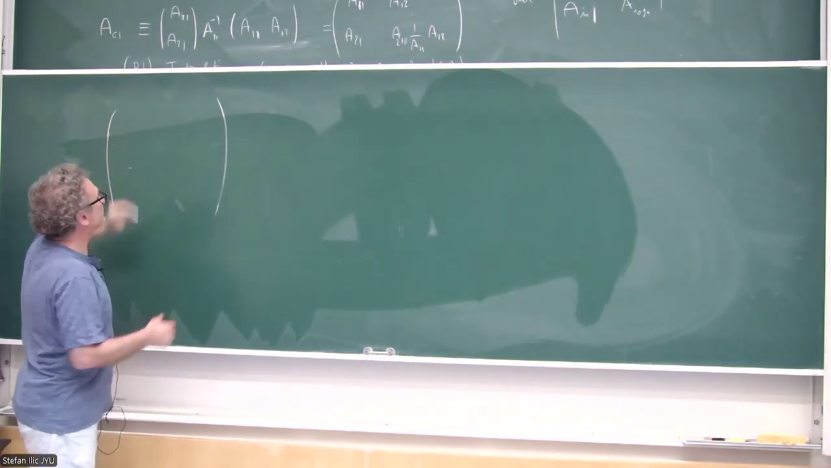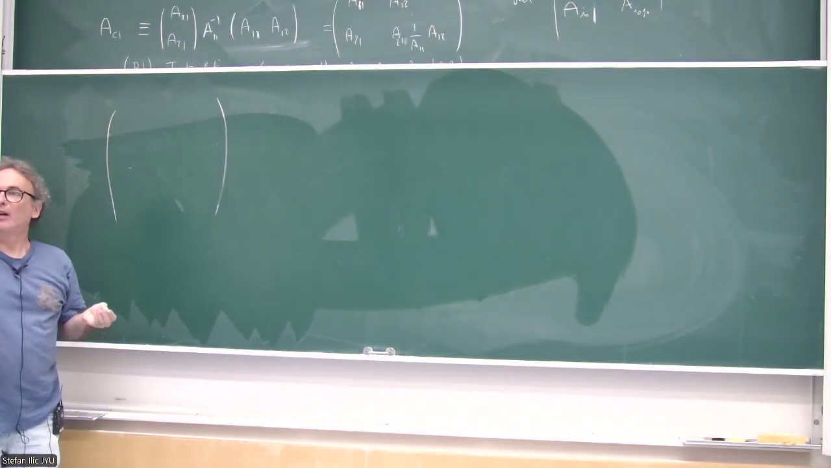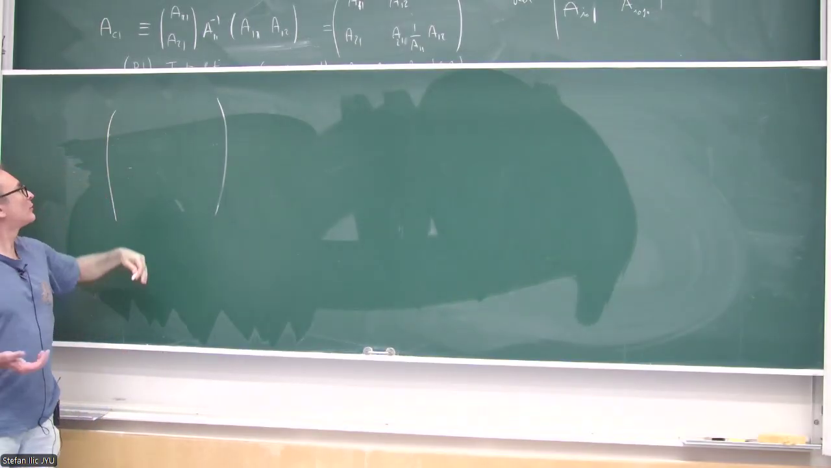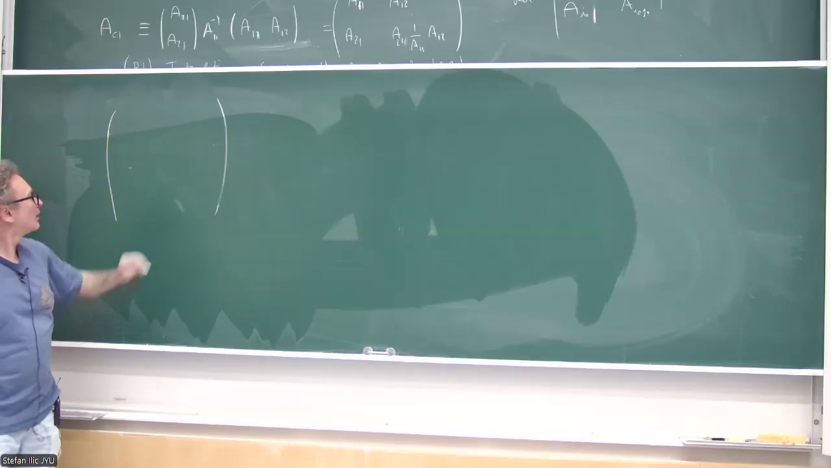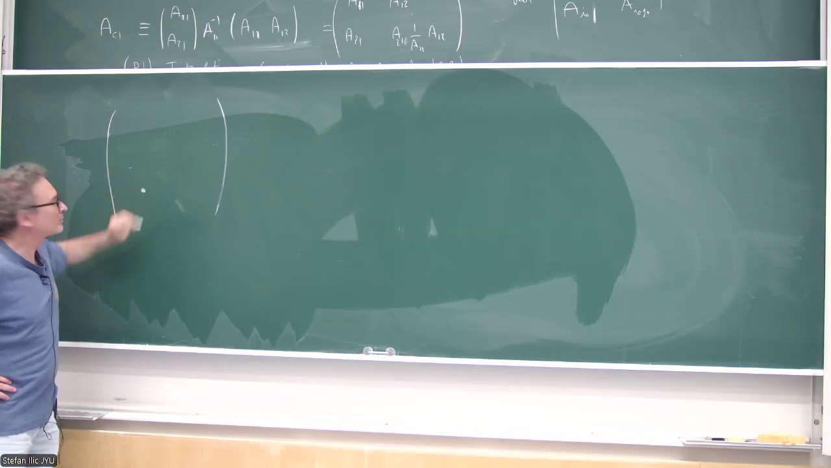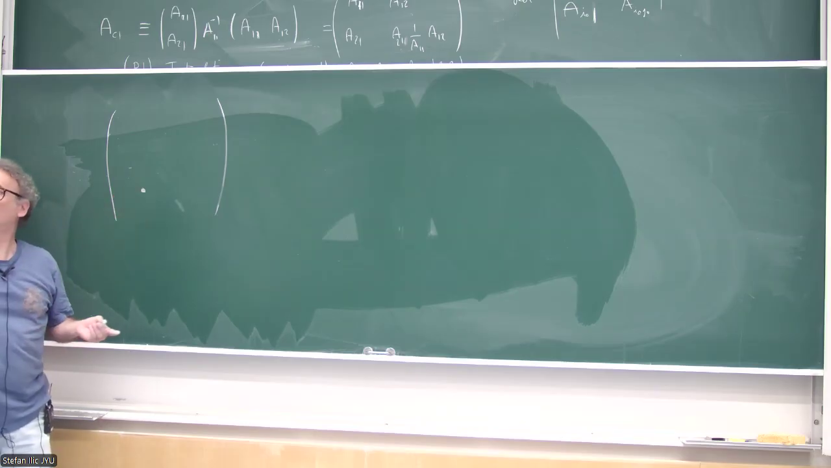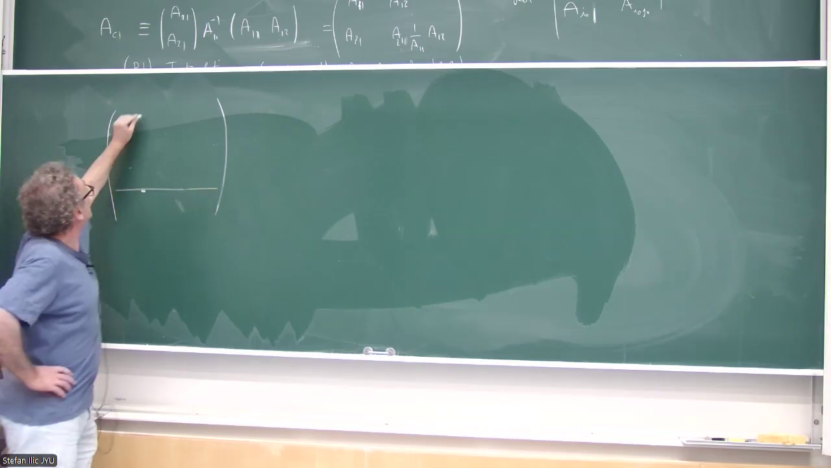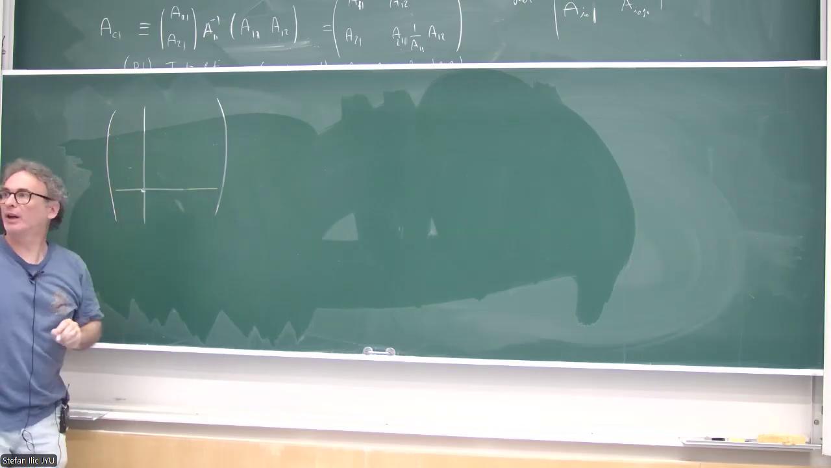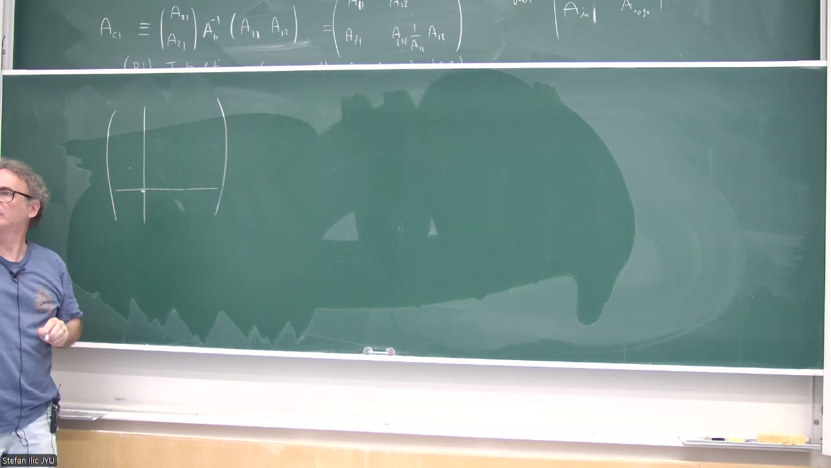So you have your matrix. Okay? Big matrix. And so the first thing you will do is you will look, for instance, for the largest element in the matrix. Let's say it is here. And you're going to start with one row and one column.